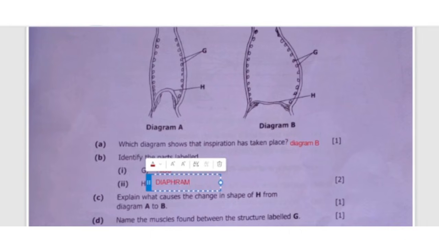Diaphragm, so I'm supposed to put G here. Okay, so that's the correct spelling. That is diaphragm and that is ribs. So H is diaphragm, G are ribs.